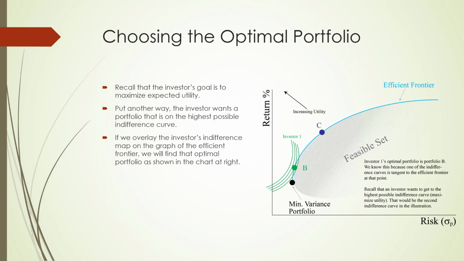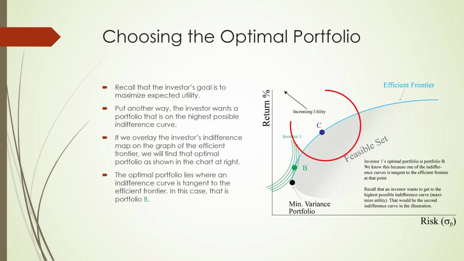The other indifference curve, the furthest right indifference curve, crosses the efficient frontier at 2 points. And you notice that that has less utility than the second indifference curve. So what we want is an indifference curve that is tangent, in other words, touches at 1 point only to the efficient frontier. Now, what if we look at our second investor?